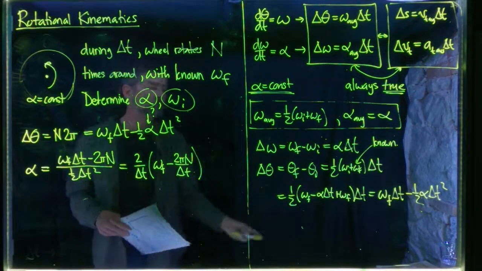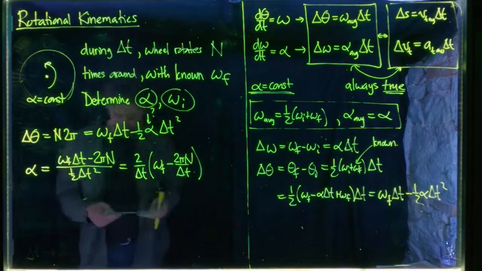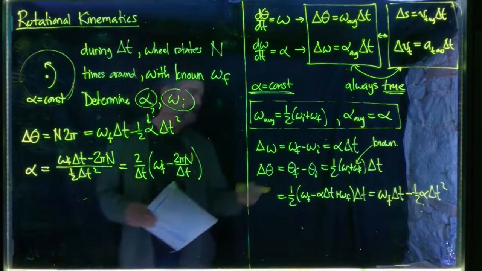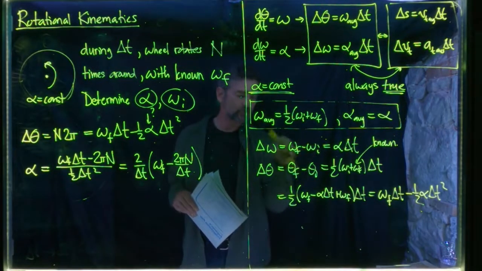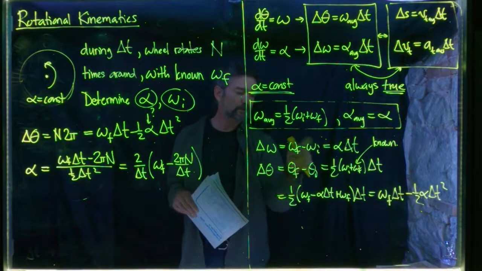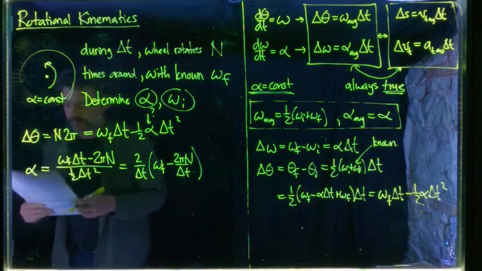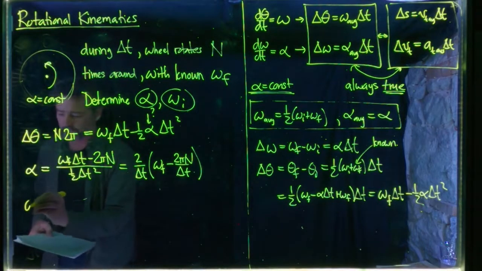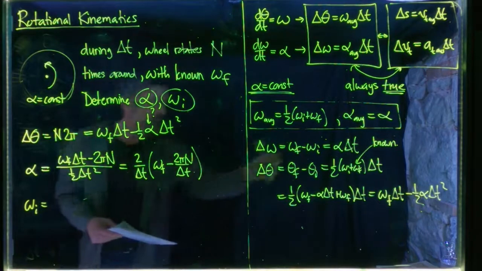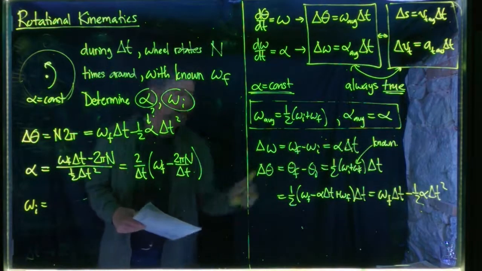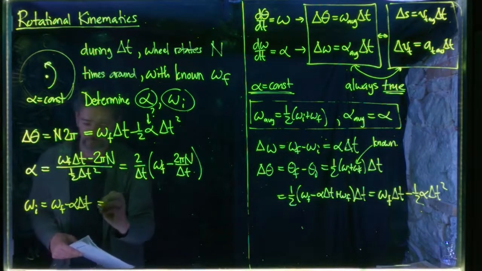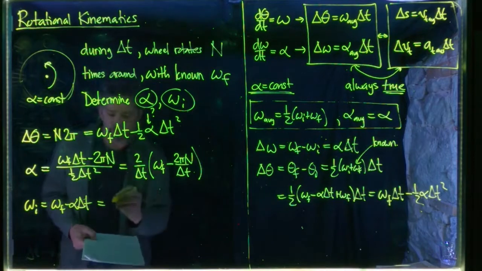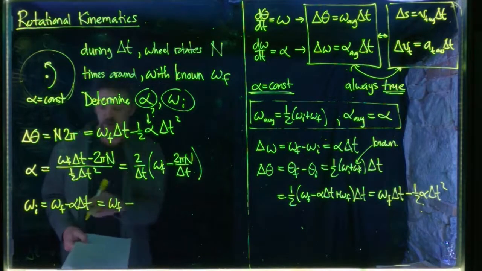Now we want to figure out what's omega initial. What was the initial angular velocity? Okay, and so we can just look at, say, this equation over here. So omega final minus omega initial, the change in omega, is just alpha times delta t. We know alpha, we know delta t, we know omega final, so we can figure out omega initial. Okay, so we write down omega initial. Taking that to the right-hand side, it is omega final minus alpha times delta t.